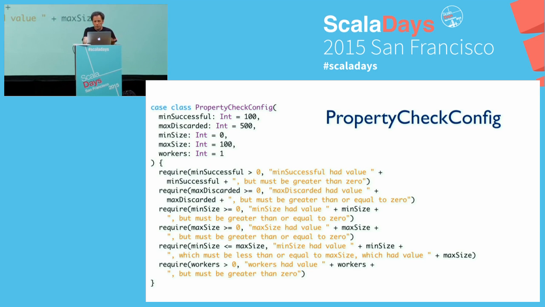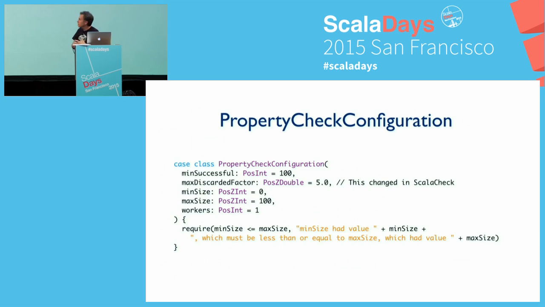So what we changed it to in 2.3 is this. We decided to try to use these values and put it in the type. Right? So we moved it from the require, which is a runtime error, into the type, which means you can't get a runtime error. And that makes it safer. So here I was able to get all but one of these requires by just saying min successful is a positive int, and like min size, 0 was okay, so that's posz int. So we just did that and got rid of the requires.